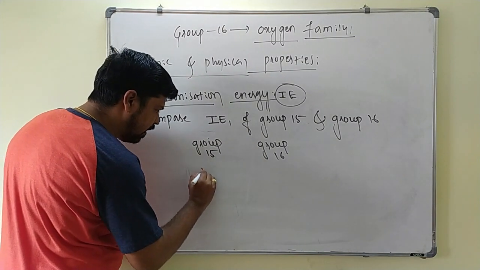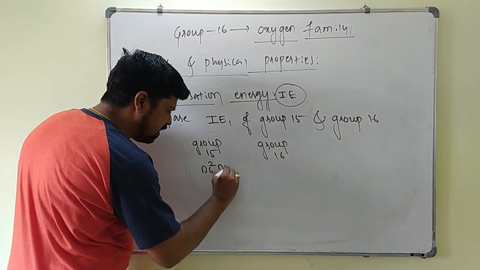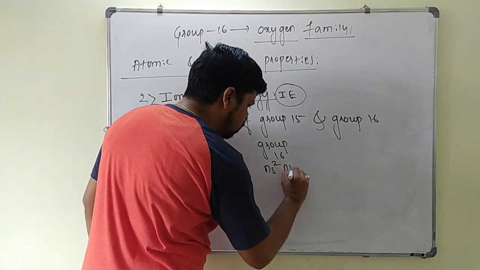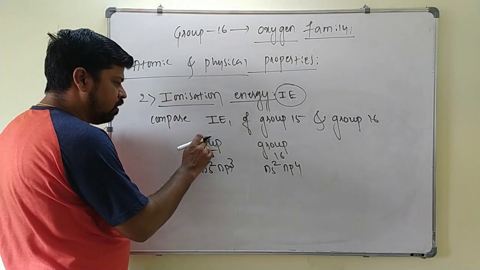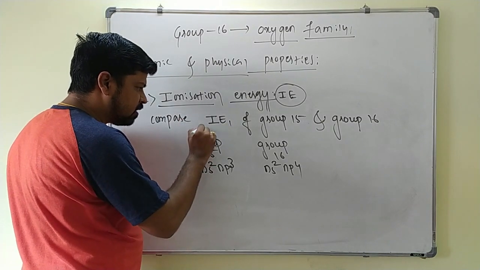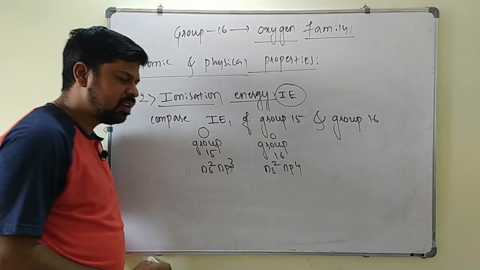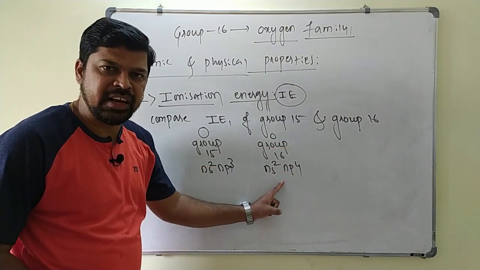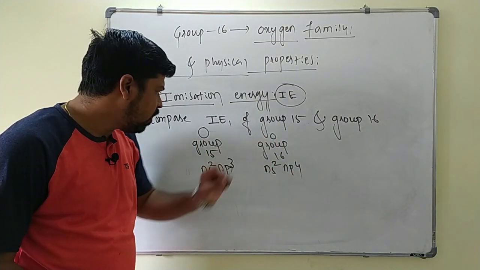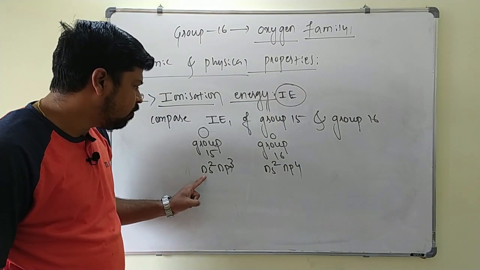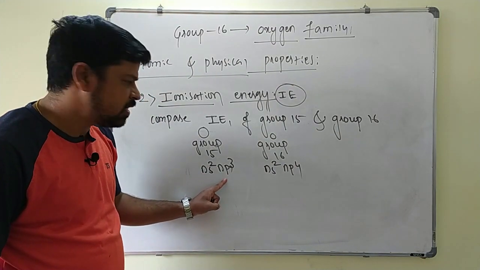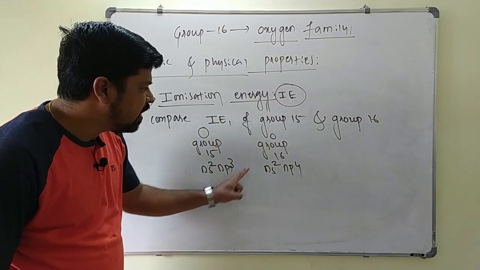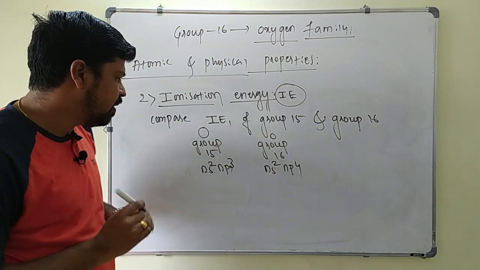For group 15 elements, the general electronic configuration is ns2 np3, and for this one it is ns2 np4. Group 15 elements have large size, group 16 elements have small size. So with respect to size, group 16 elements must have the highest ionization energy because of their small size. But here, due to the extra stability of the half filled p orbital configuration, group 15 elements have the highest first ionization energy as compared to the group 16 elements.